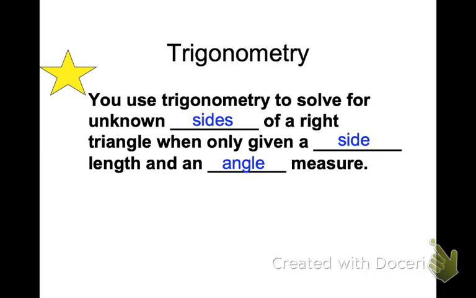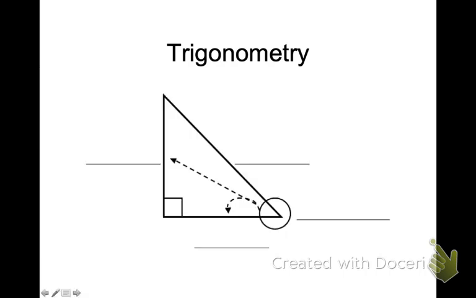Okay? So, trigonometry. Tri is for 3, triangles. Metry is for measurements. Okay? So, trigonometry is doing measurements inside of triangles. So, when we're talking about triangles, I'm going to be using the word reference angle.